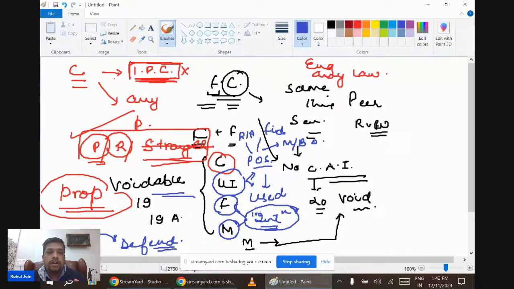So if a consent has been obtained by any of these four elements, we will say it is not a free consent, and the aggrieved party is entitled to void the contract, under sections 19 and 19A. Understood. चले आगे.